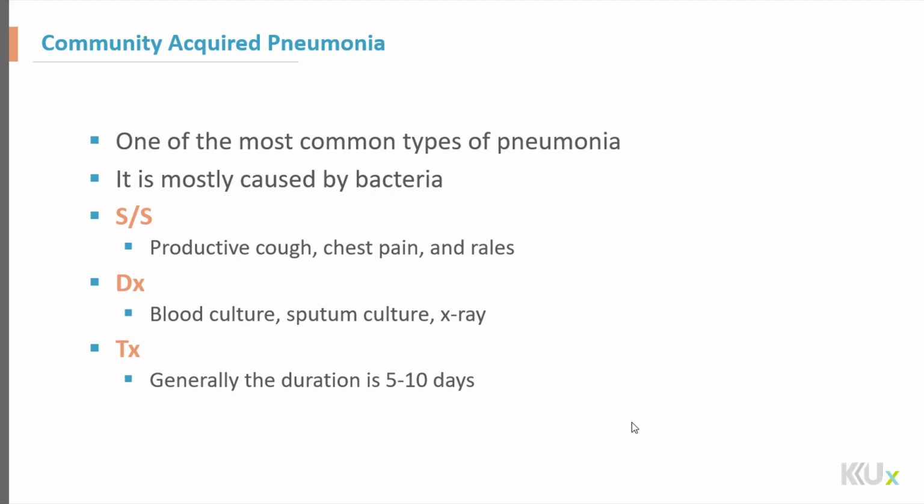Moving now to community-acquired pneumonia, which is the most common type of pneumonia. It is mostly caused by bacteria. Signs and symptoms include, but are not limited to, productive cough, chest pain, and rales that you could hear when you do the exam. Diagnostic methods include blood culture, sputum culture, and X-ray. Treatment duration is between 5 to 10 days.